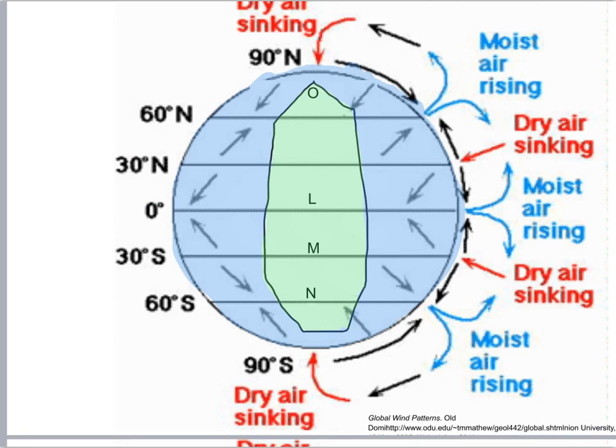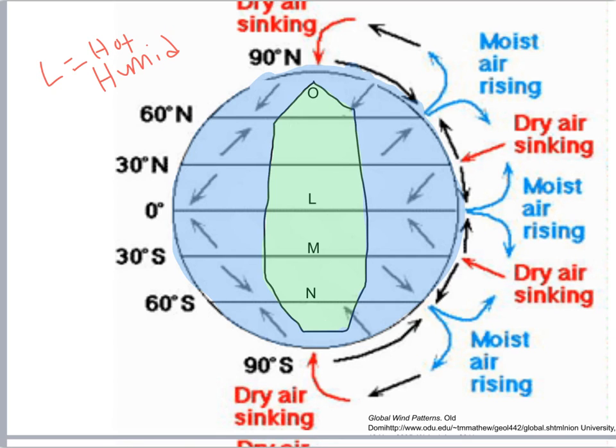Okay, now let's take a look at L, M, N, and O. Specifically, let's start with L. L is between 0 and 30 degrees latitude, so that makes it hot. It is on the equator, which is a low pressure system, so it will be humid. Notice at the equator here we have rising air, and it's going to be wet, moist air.